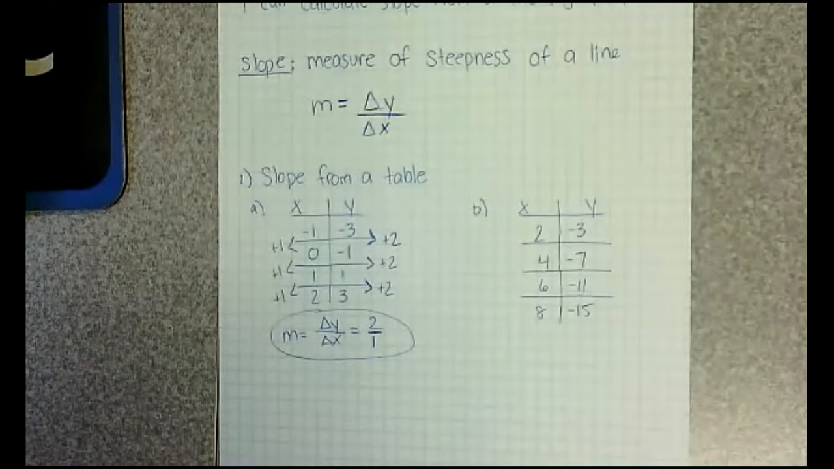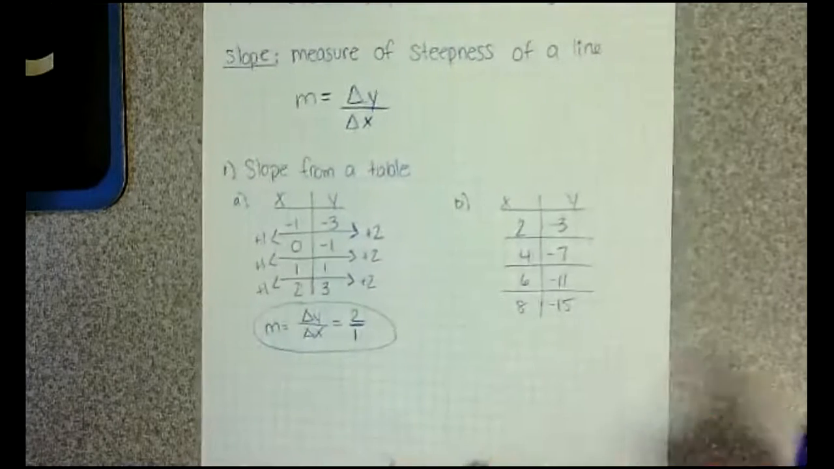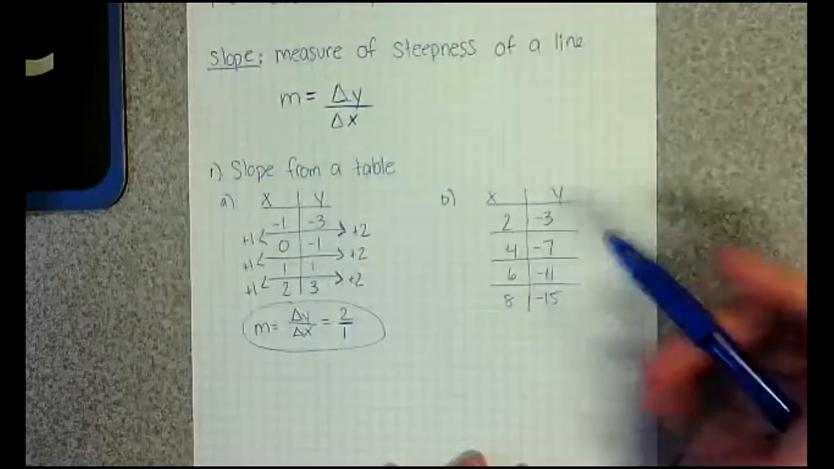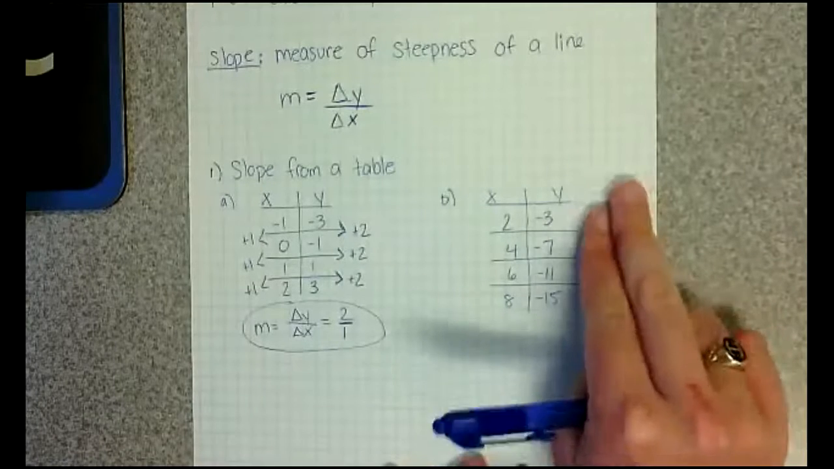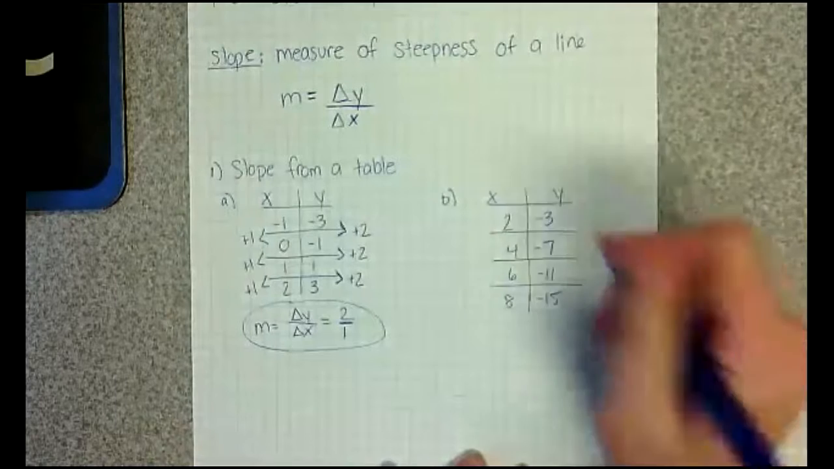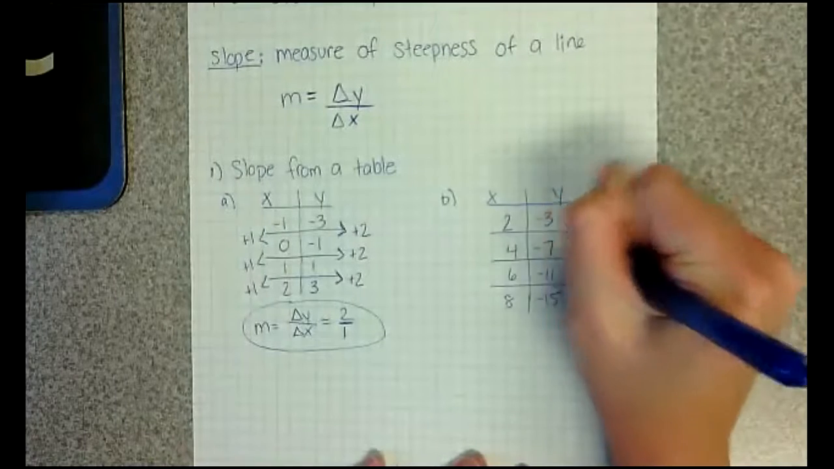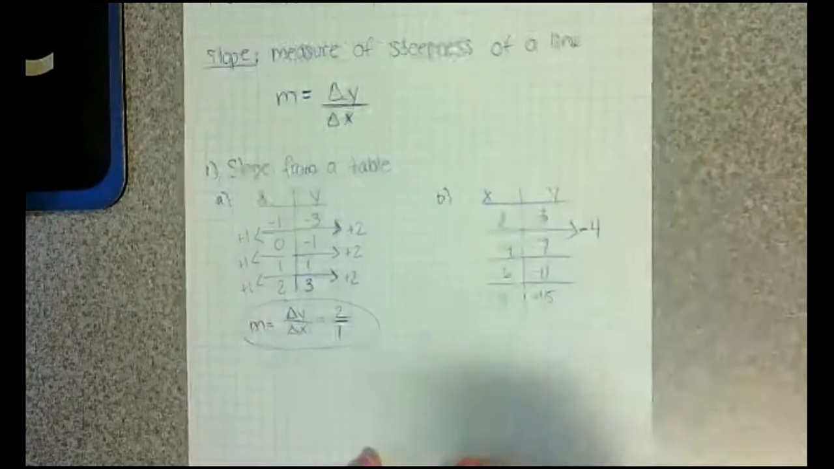Okay, so again, we're going to try to find the change in y and the change in x. So -3 to -7. So starting at -3, I would go to -4, -5, -6, -7. This number is getting smaller. We're getting further away from 0. So my difference is -4.